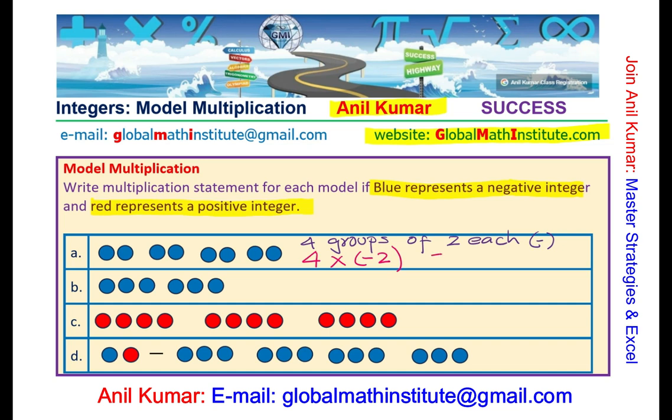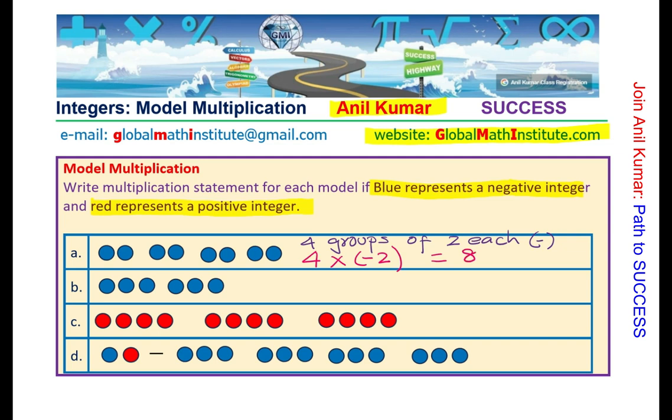And you can count how many negative counters we have: 1, 2, 3, 4, 5, 6, 7, 8. So we get this as negative 8, right? Do you see this? Four groups of 2 each? Simple as that. Perfect. Now you have understood this concept. I'd like you to answer part B, C, and D.